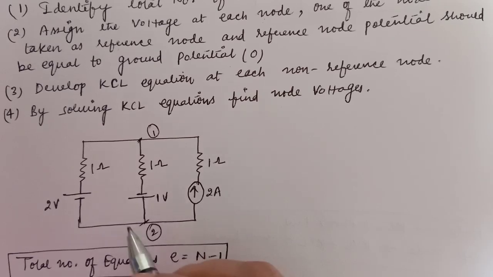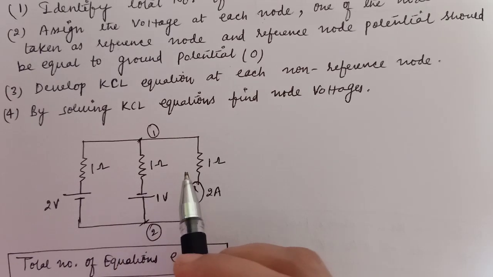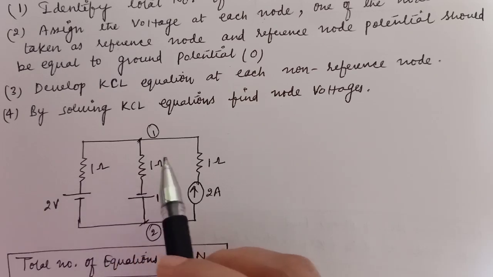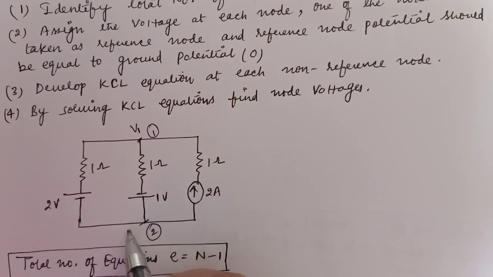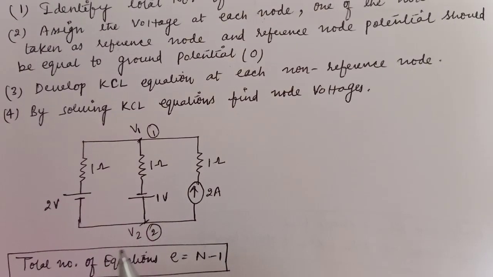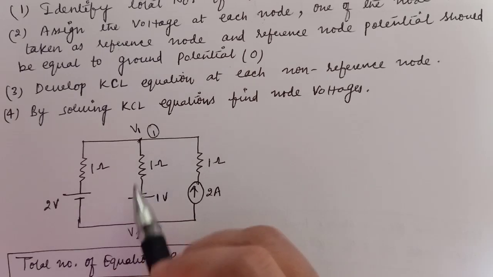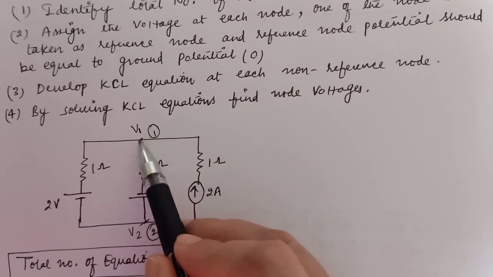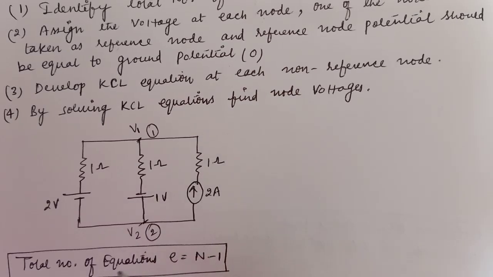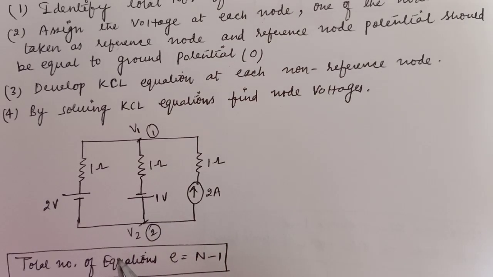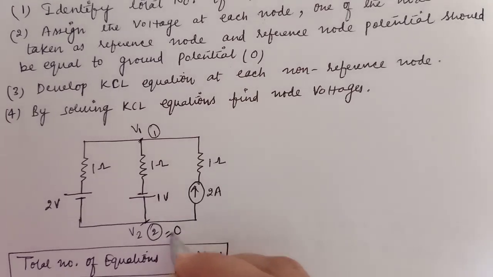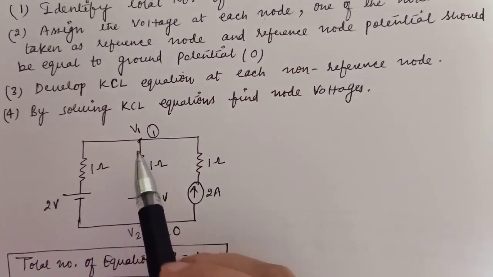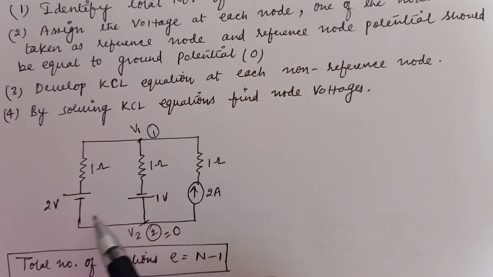After identifying the total number of nodes, you now have to assign voltages at each node. Let's say the voltage at node 1 is V1 and the voltage at node 2 is V2. Then one of the nodes is taken as a reference node. Either this or this node you can take as the reference node, and the reference node potential should be equal to ground potential, that is 0. Let's say I am taking V2 as the reference node, so V2 will be equal to 0.